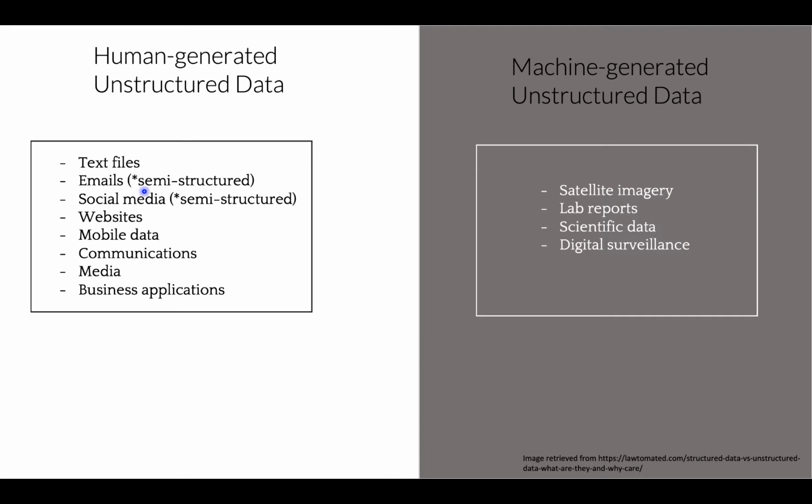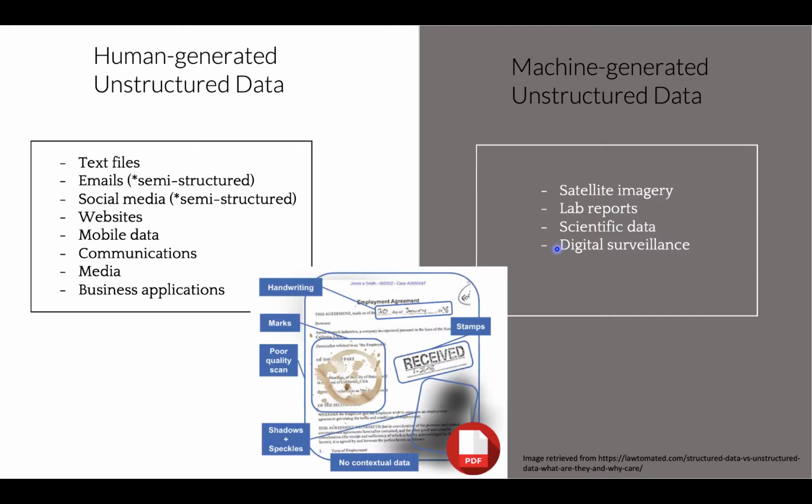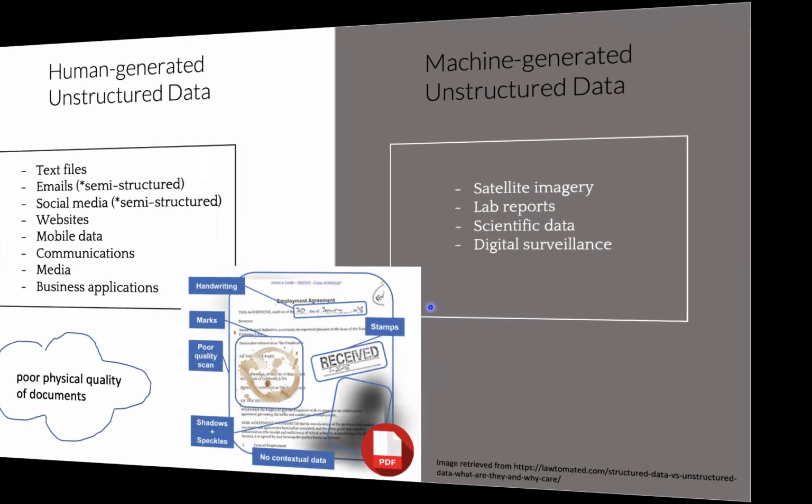Social media can also sometimes be referred to as semi-structured data, as it contains some metadata, for example likes, retweets, date and author. Other sources include websites, mobile data, communications, media, and business applications. Machine-generated unstructured data would be satellite imagery, lab reports, scientific data, for example space exploration and atmospheric data, and also digital surveillance. By nature, a large volume of unstructured data is unverified or even incomplete. Physical quality of documents can be a further data blocker for analysis.